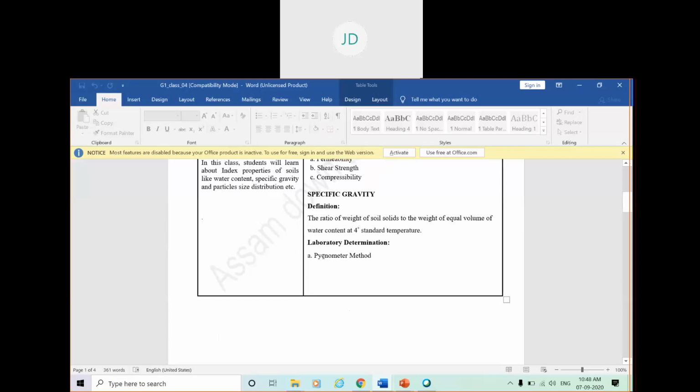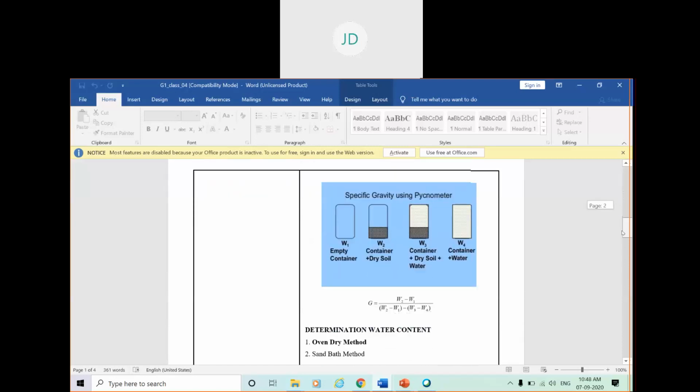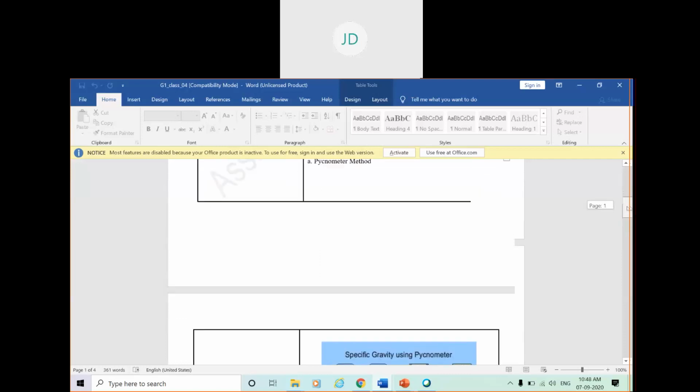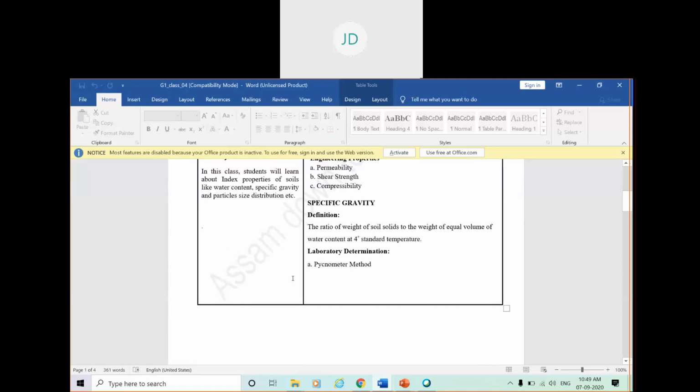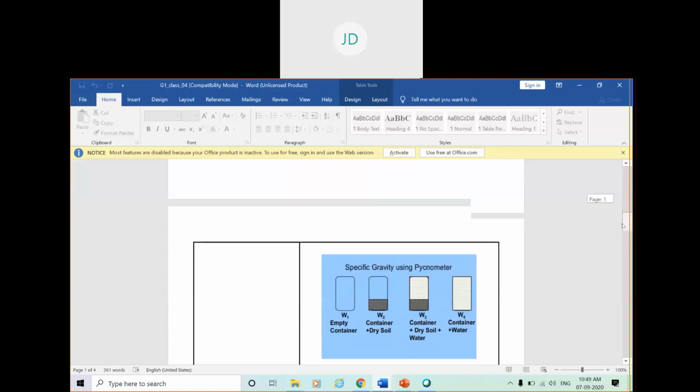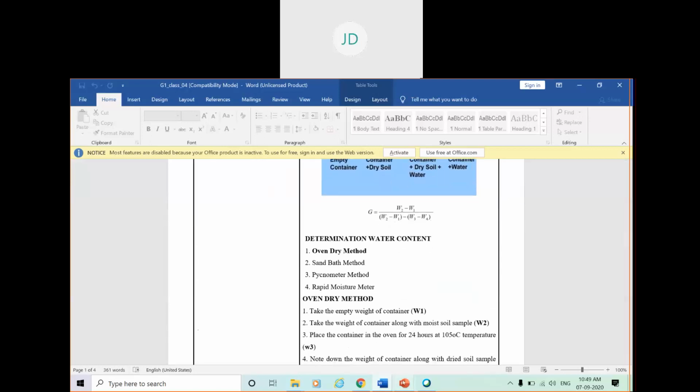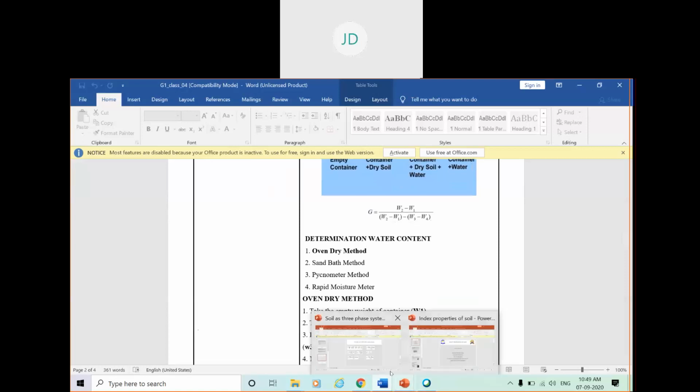There is also information on how you can determine specific gravity using the pycnometer method. In the ERP or student portal you will get the module or procedure for finding the specific gravity of a particular soil in the laboratory using a pycnometer or density bottle. I'm not going to elaborate on this procedure now. Just know that specific gravity can be determined by the pycnometer method. Let's go to the next topic.